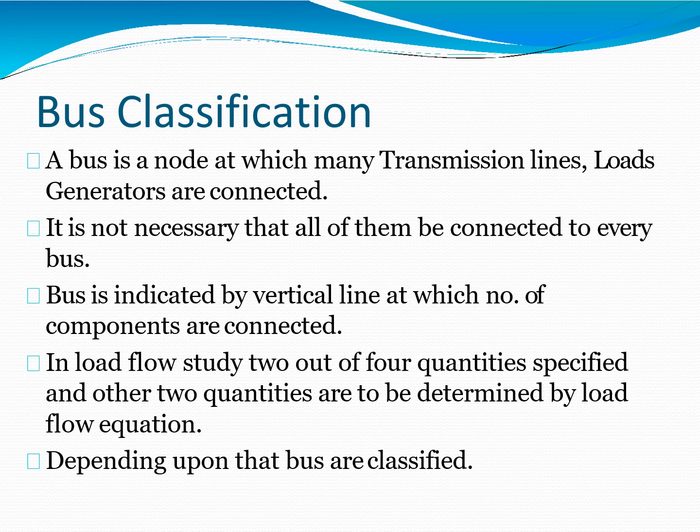So we know that in a network, the point where two or more elements are together is called a node. In a similar manner, where two or more generators, transformers, or transmission lines are joined together, that we call a bus. It is not necessary that all of them be connected to every bus.